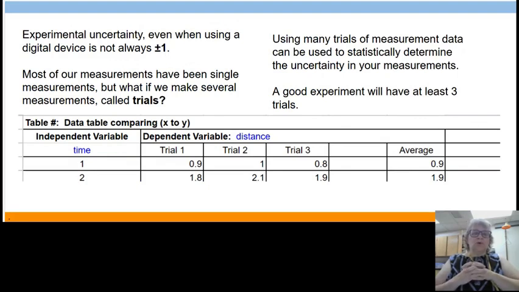Most of our measurements have been single measurements, but what if you make several measurements, called trials? For the first time, you're writing specifically 3 different trials. Using many trials of measurement data can be used to statistically determine the uncertainty in your measurements. A good experiment will have at least 3 trials.